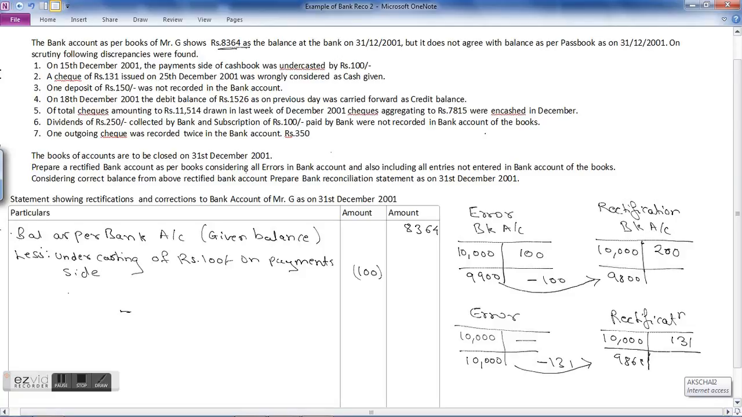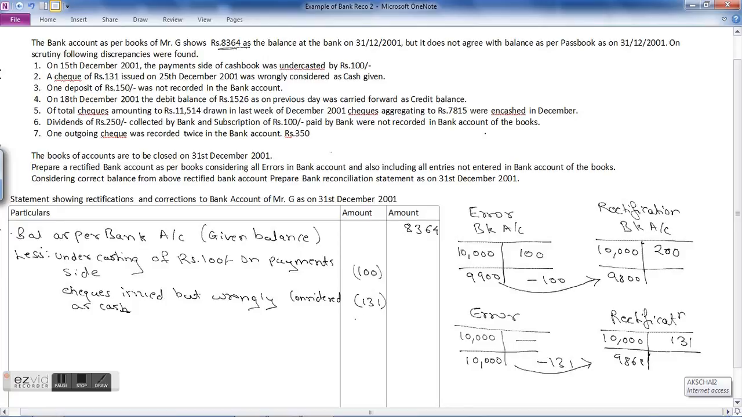Okay, so here only I'll write check issued but wrongly considered as cash. Okay, and the amount will be 131.